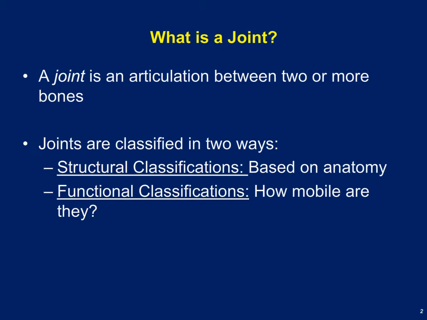First of all, we have a structural classification, which is based on the anatomy of the joint, what tissues are involved, and we also have functional classifications. The functional classification has to do with how mobile the joints are. So we have some joints that are very mobile and some joints that are not mobile at all.